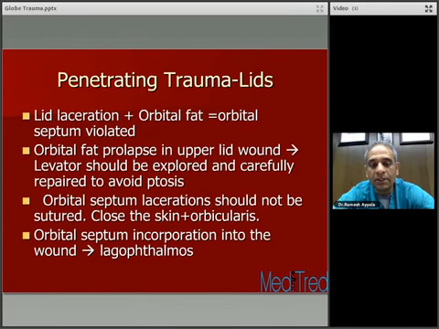Orbital septum incorporation into the wound can give you lagophthalmos. So try not to incorporate the orbital septum for that reason.